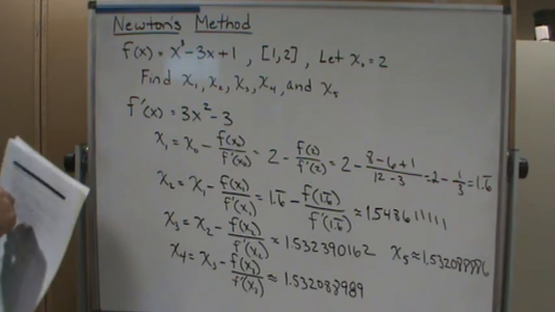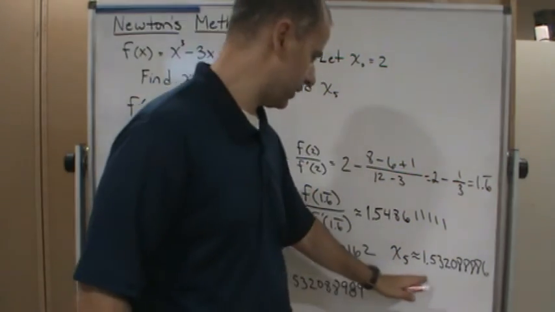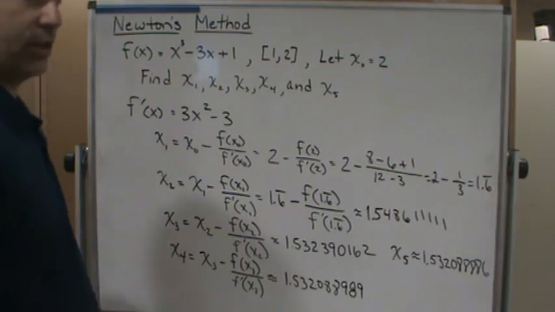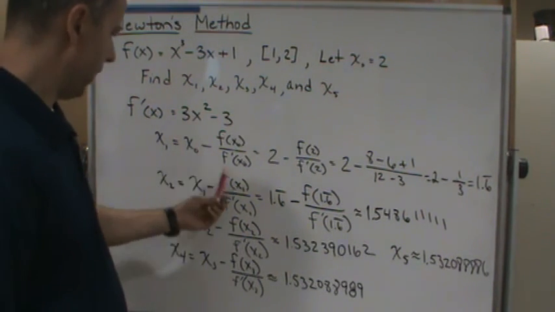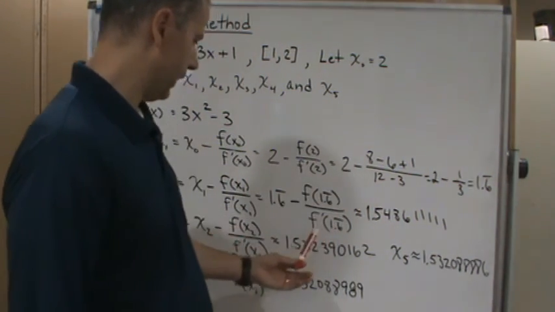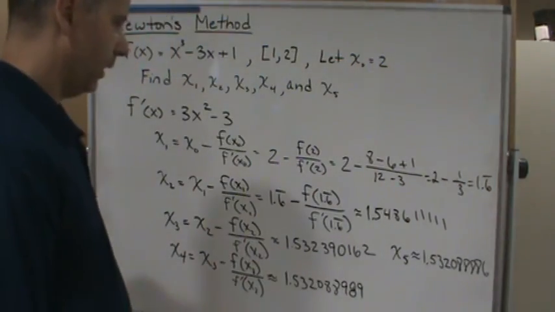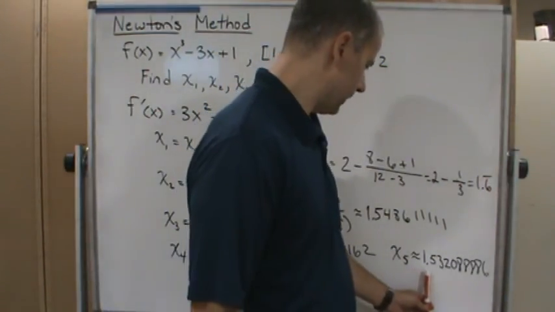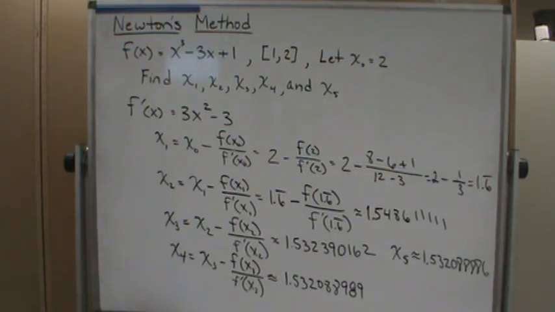1.532088886. Now they don't ask it, but if you go on to x6, you actually get the same 10 digits on your calculator. Which tells you that for anything bigger than 5, you're going to get the same thing on your calculator as x5. So notice how as we do the iterations, we're getting better and better estimates for the zero. And notice how these digits don't change after the 5th iteration.